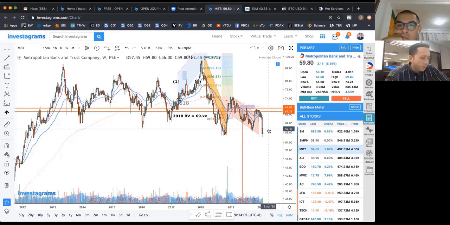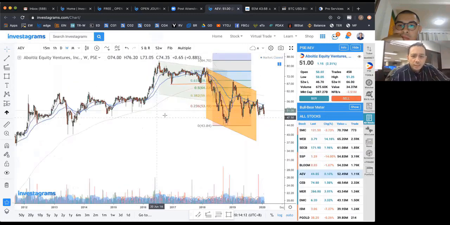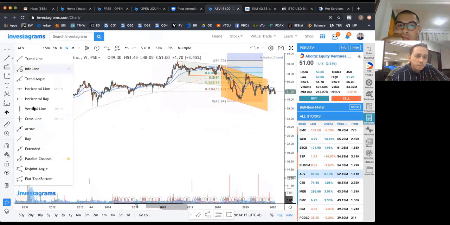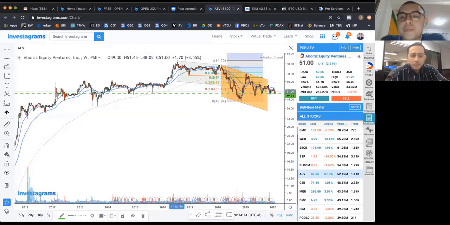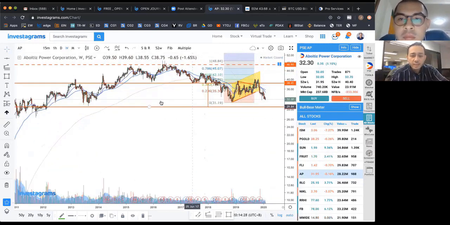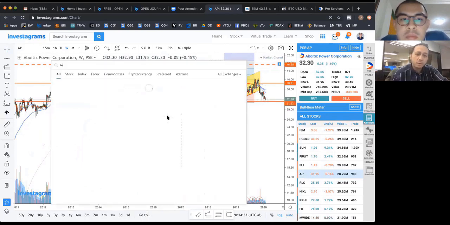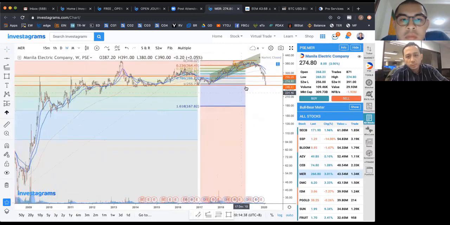Not just that, you have issues that have yet to break down. You have, take for example, the Aboitiz issues, which on a long-term basis are testing that long-term support. So that area of support over here, that's AEV. That looks like Aboitiz Power as well. Aboitiz Power looks like it's testing that long-term support as well over here. Not just that, you also have Meralco, which also looks like it's testing that long-term support over here.